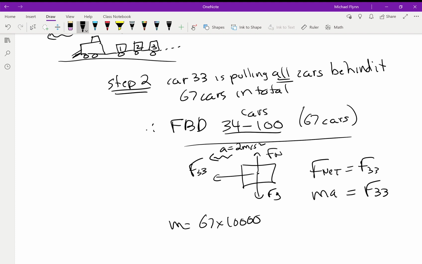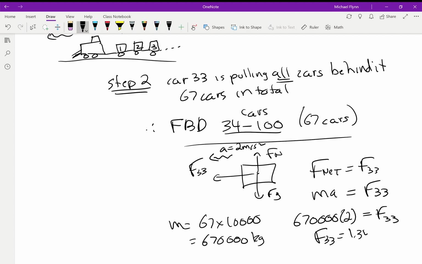67, sorry, I made a mistake, times 10,000. 670,000, of course. So 670,000 kilograms. So 670,000 times 2 is our answer. The answer is just times 2: 1,340,000. I'm just going to do it in scientific notation. F33 equals 1.34 times 10 to the 6 newtons.